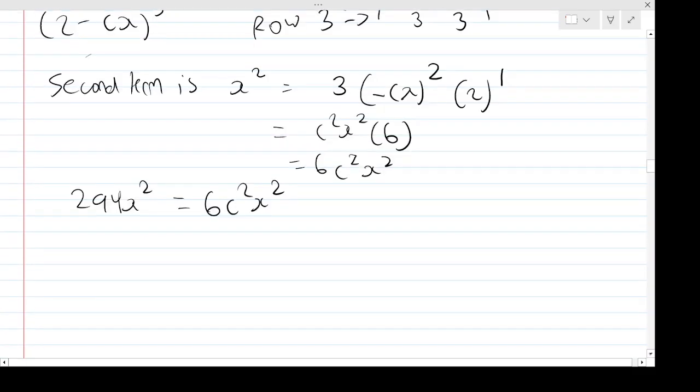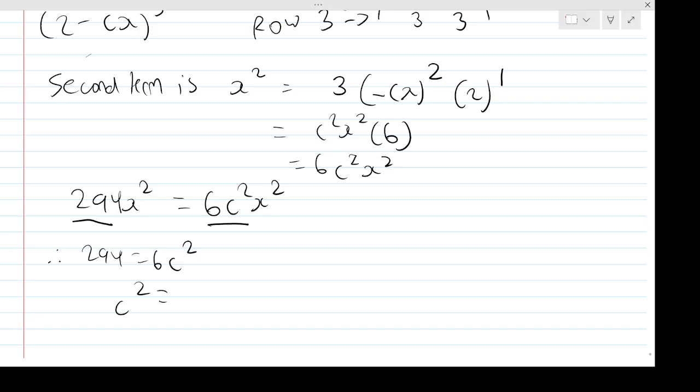Well, therefore, if we compare the coefficients on both sides, we can deduce 294 is 6c squared. So then we need to solve for c, because it told us to find the values of c. Firstly, divide both sides by 6 to get c squared. 294 divided by 6 is 49. Then c is going to be plus or minus root 49. Now root 49 is just 7. So therefore our two values are c is 7 or c is minus 7.